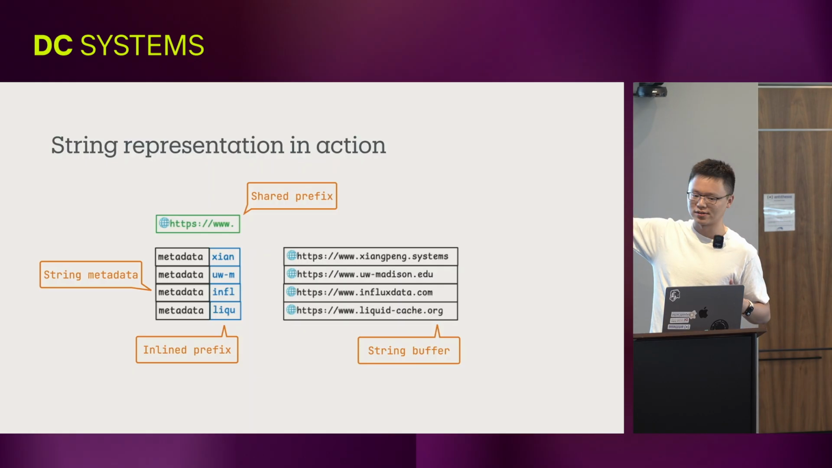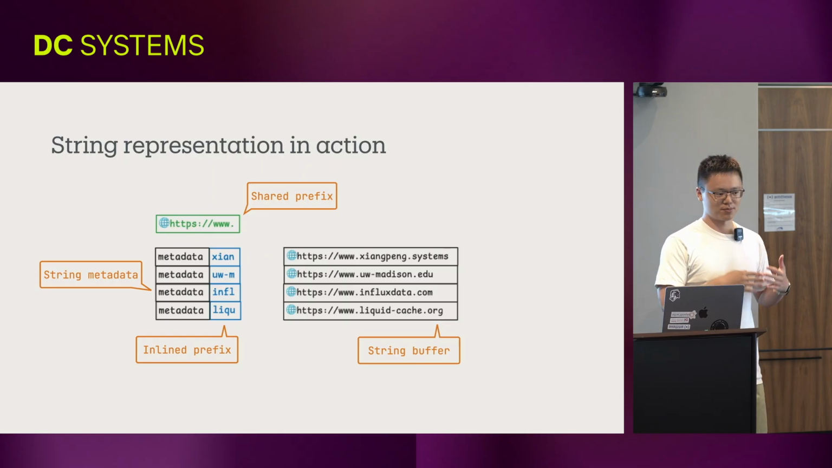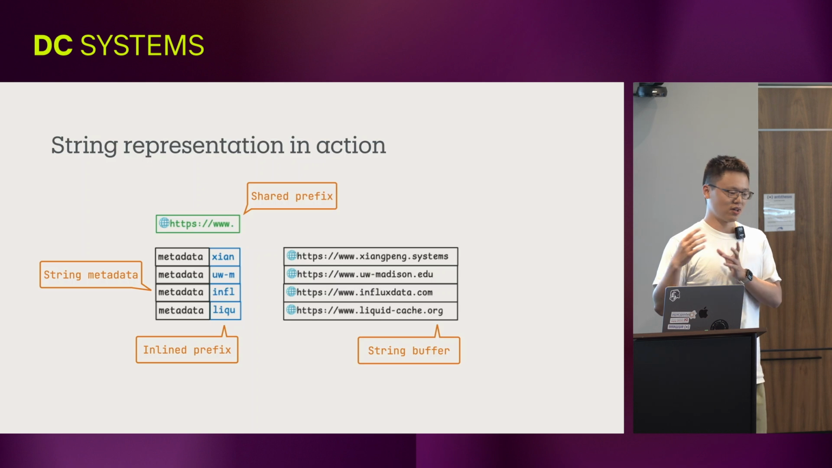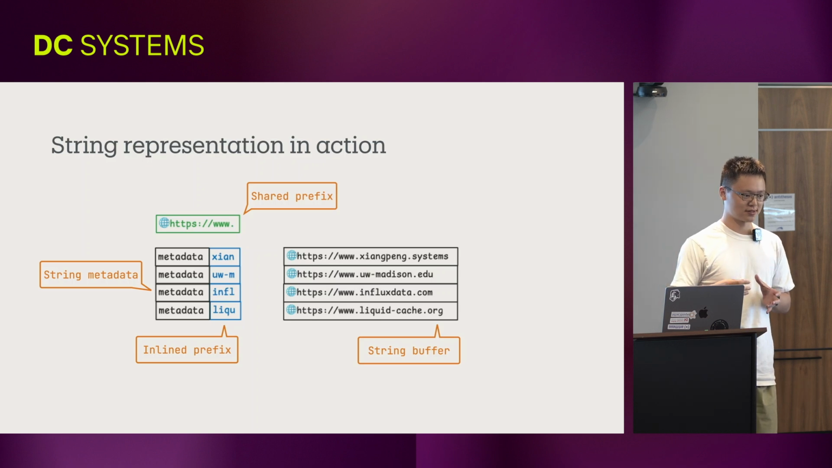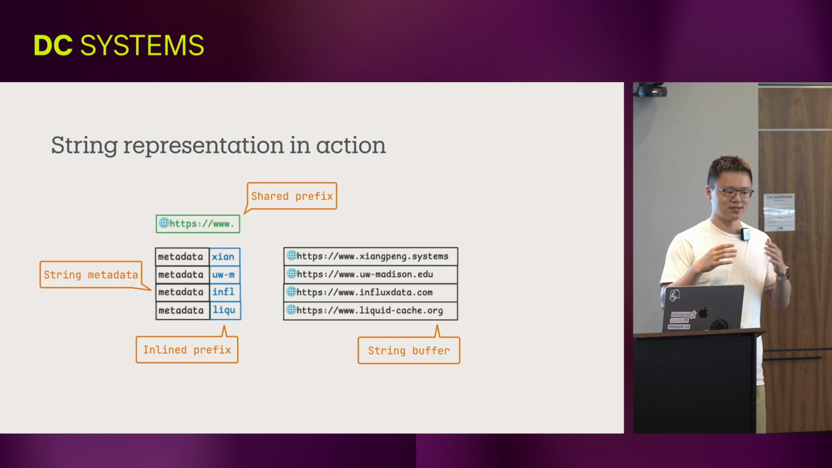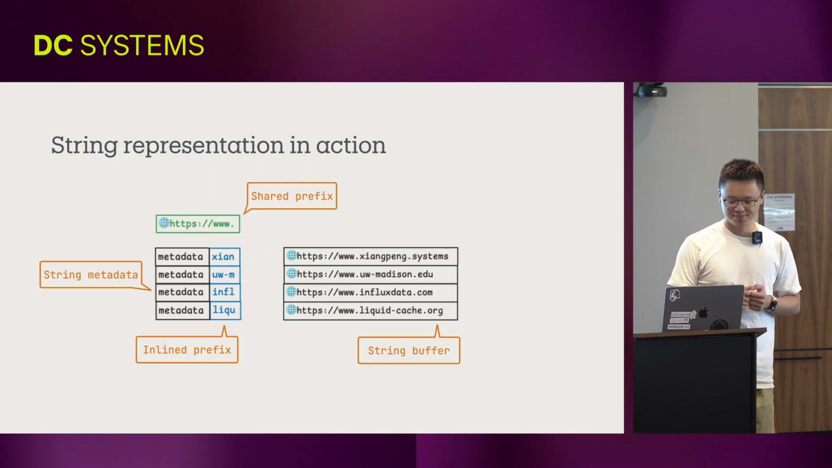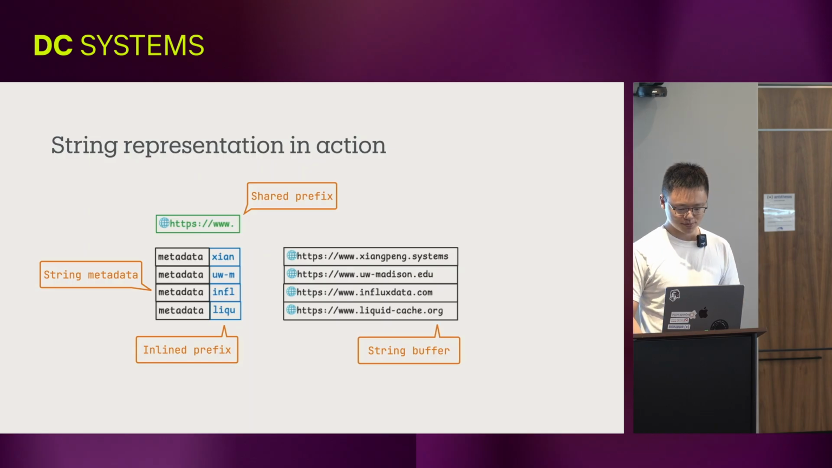We only need to compare the prefix, the inline prefix. So sometimes the string buffer can be on disk, so that you don't have to load the entire string from disk. And if the entire system is in memory, then you don't have to pay the extra memory jump to a different location, like a cache miss. Right. So that's the string representation in action.